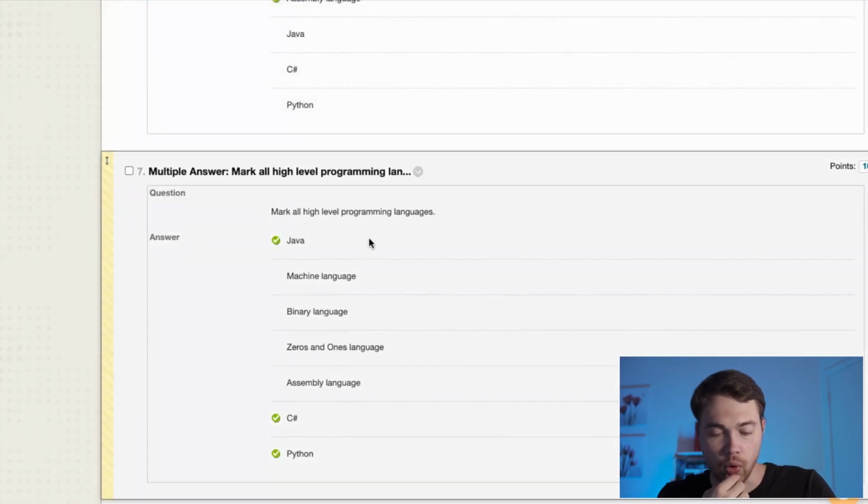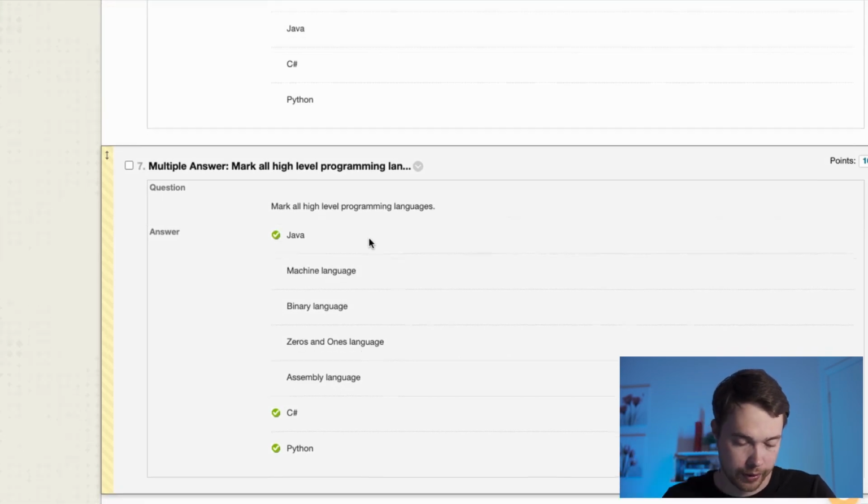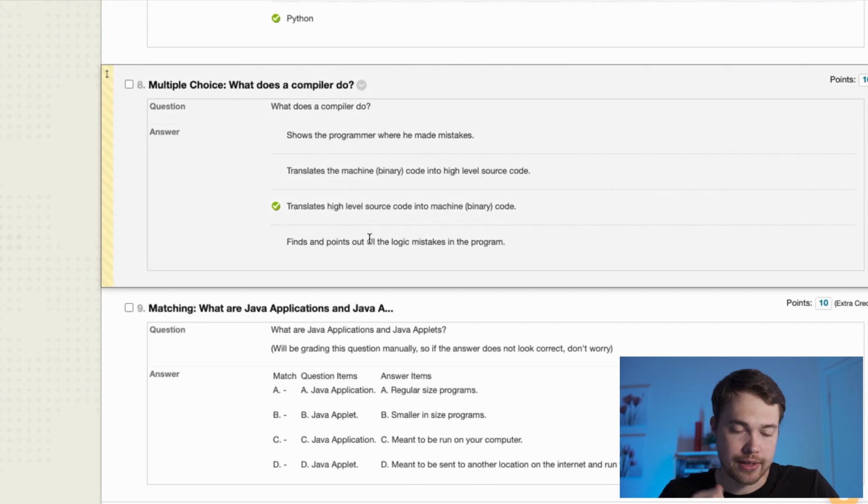Mark all high level programming languages. Java is one, C#, Python. Okay. What does a compiler do? A compiler translates high level source code into machine or binary code.